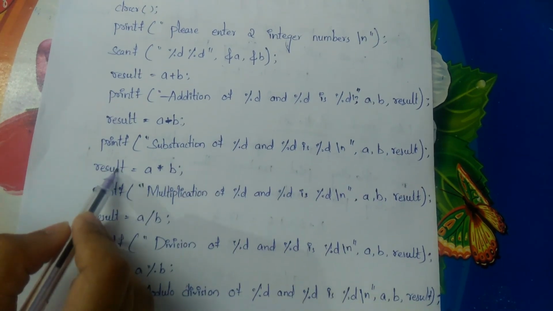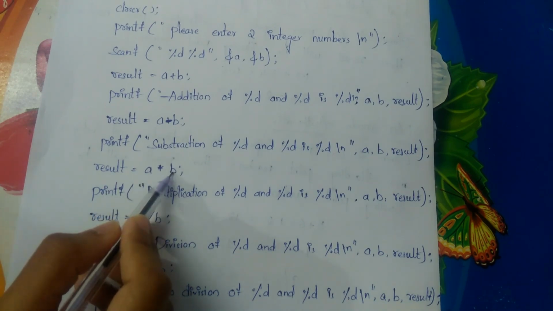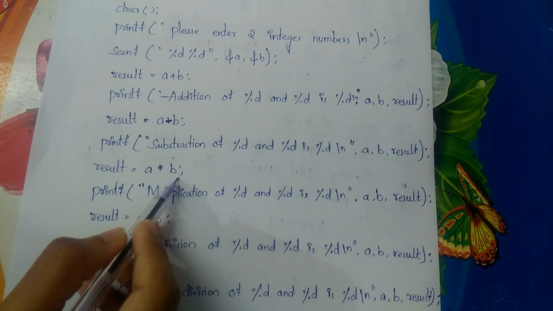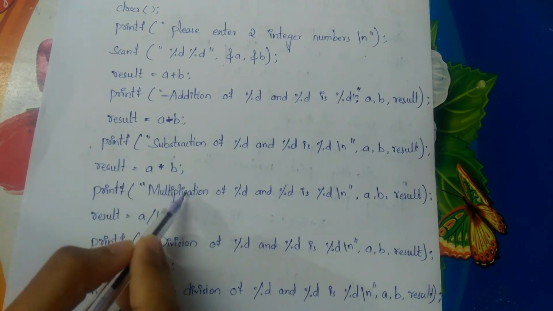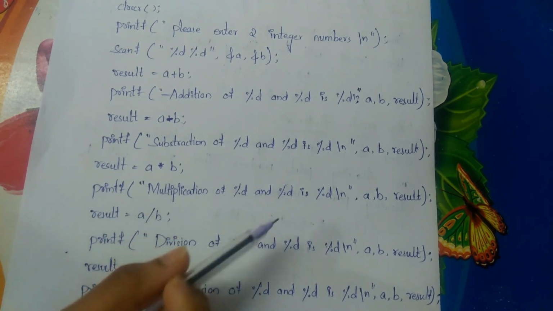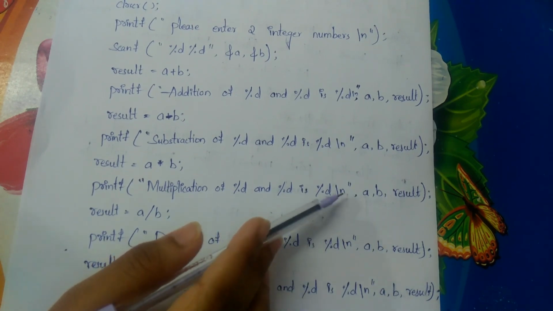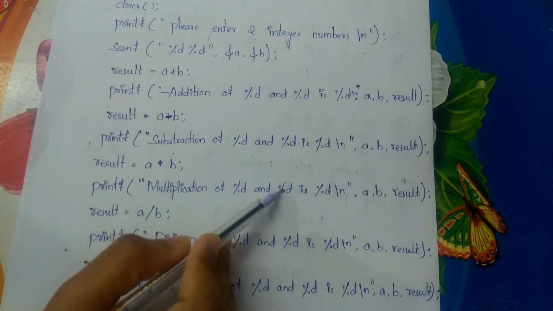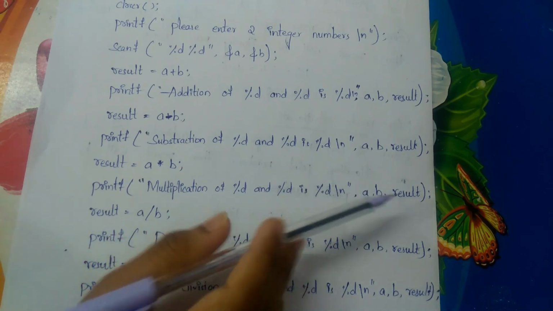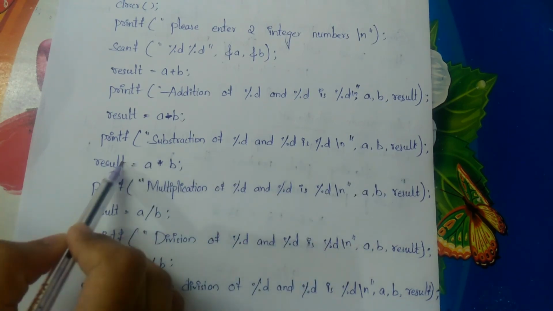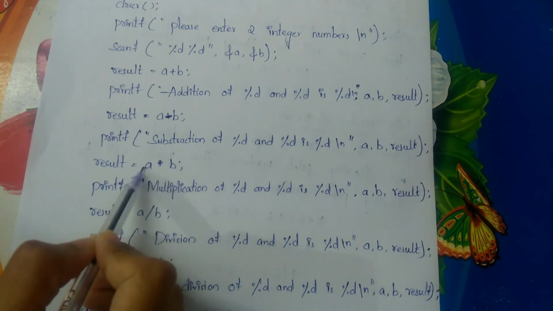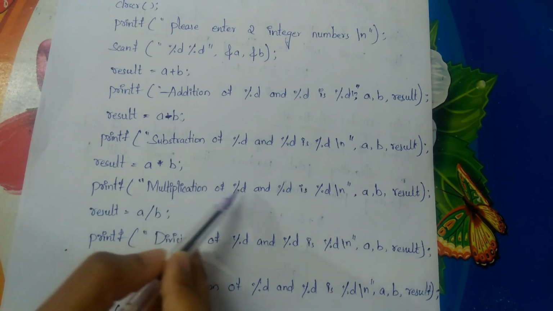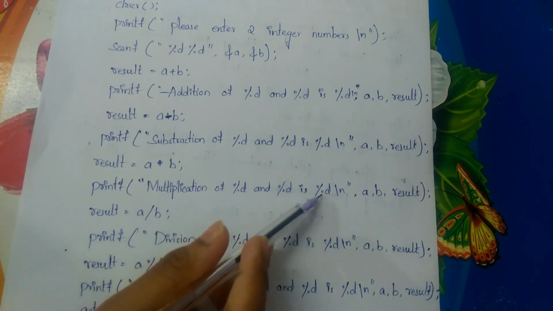And the next one is result equals a into b. So this is an asterisk and ended with the semicolon. So it prints the statement multiplication of %d and %d is %d, and the backslash n. First %d is for a, second %d is for b, and third %d is for the result. Now result will be 2 into 3. Inputs I gave as 2 and 3. So 2 into 3 is equal to 6. So multiplication of 2 and 3 is 6.